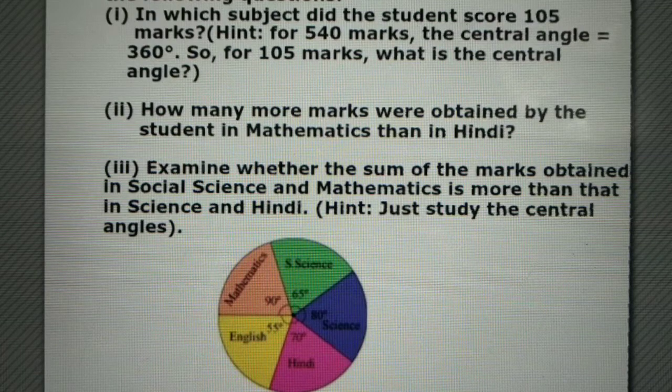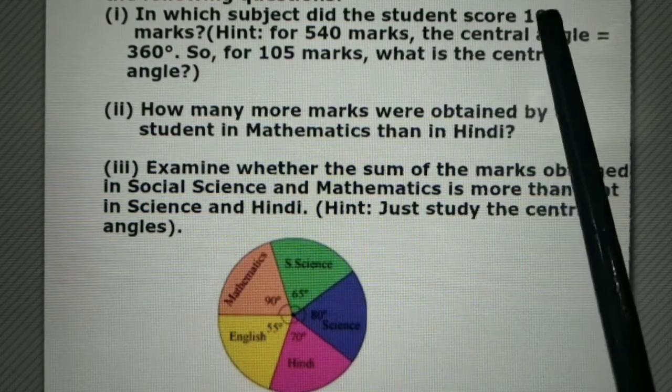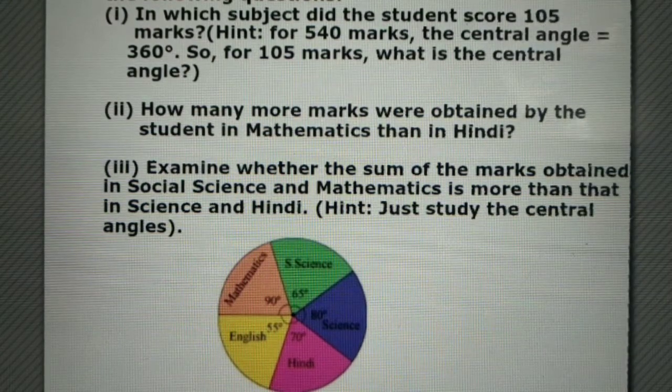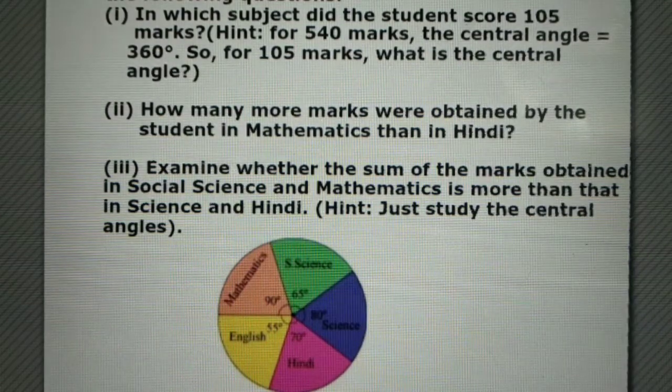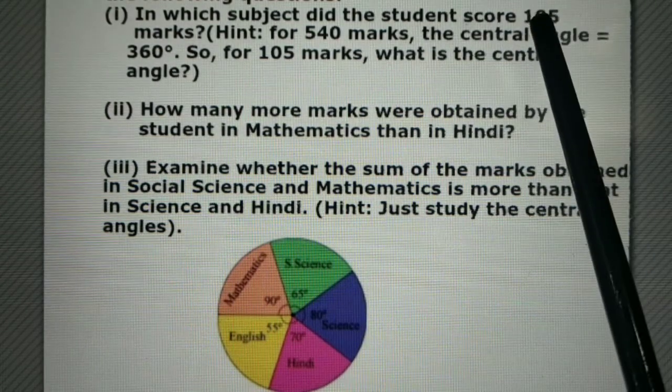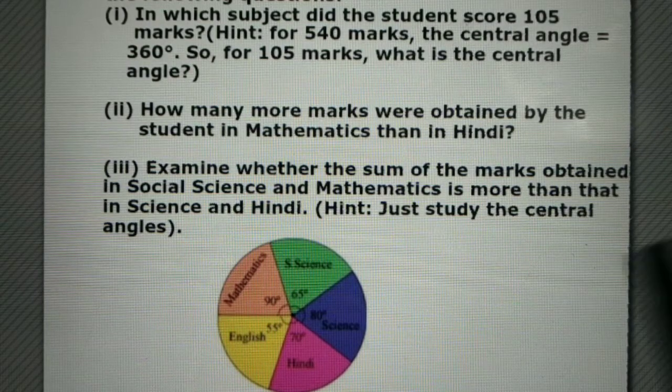How can we change the marks into angles? You know very well that the given data we want to change into angles. How can we change it? The given marks divided by total marks, multiplied with 360 degrees. We can change the 105 score into an angle. Then those angles can be compared with these angles.